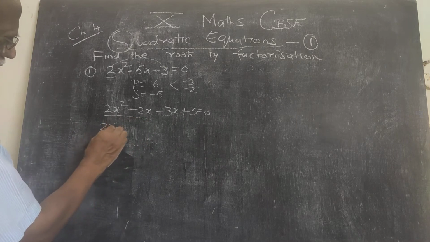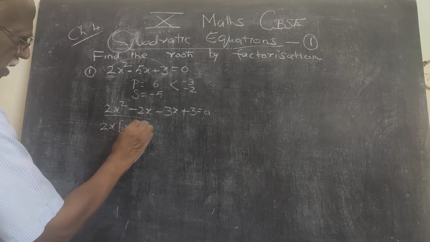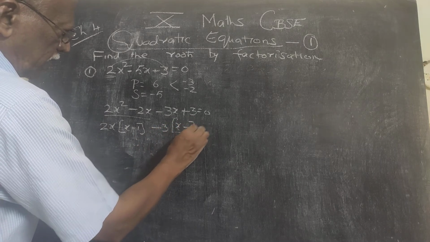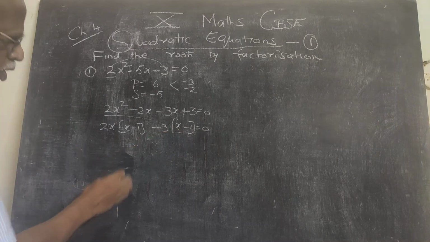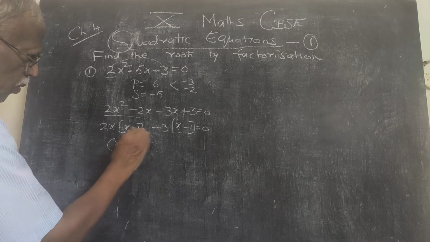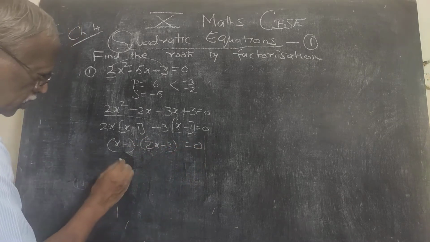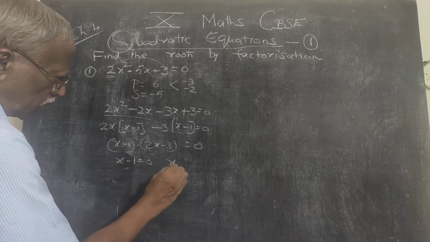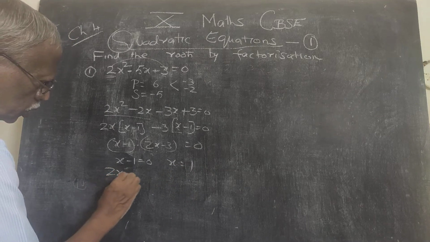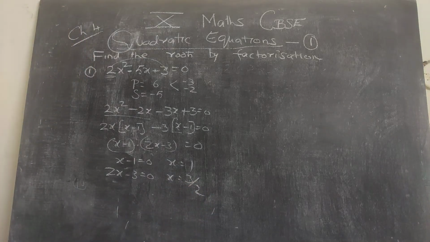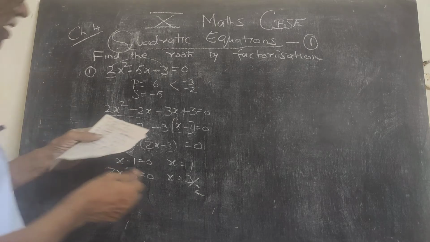Of this take 2x, so x minus 1. Here you take minus 3, so this is also x minus 1. It should be the same. The result is now x minus 1 once, the remaining factor 2x minus 3 equal to 0. That means x minus 1 equal to 0, or x equal to 1. 2x minus 3 equal to 0, or x is equal to 3 by 2. So the answer for the first problem is a very simple one, x equal to 1 or x equal to 3 by 2. I will go to the second problem.